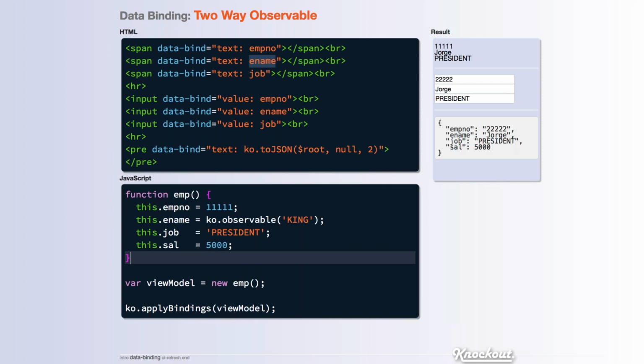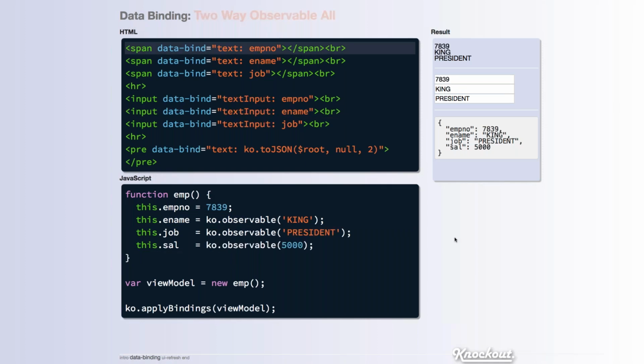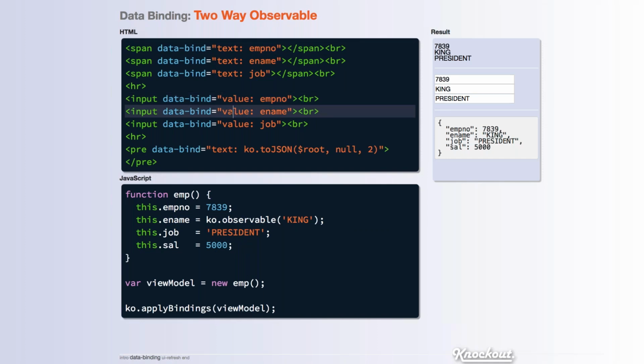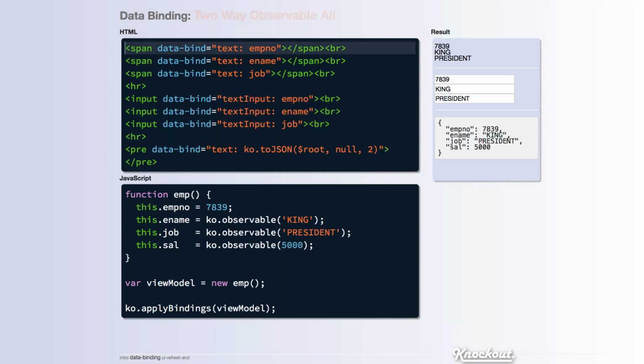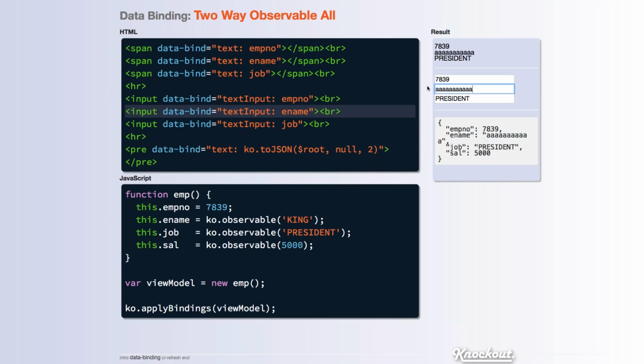Now, I'm using value here. Yeah, I'm using value, but now let's switch the same example, but instead of value, we're going to use a different binding called text input. Text input is interesting in that whenever I type something, it reflects immediately. I don't have to get out of the field. I don't have to change the focus. So as I type, changes happen.